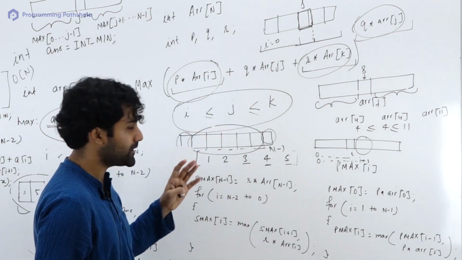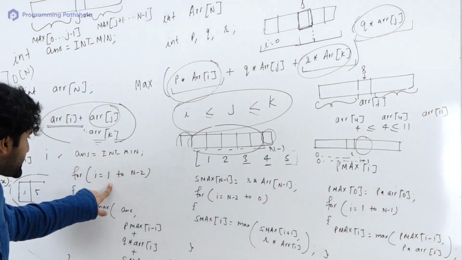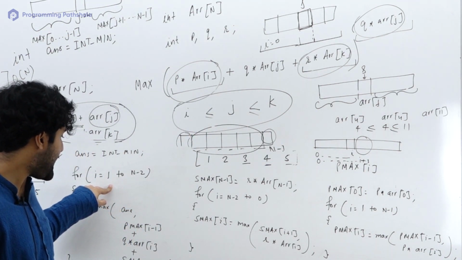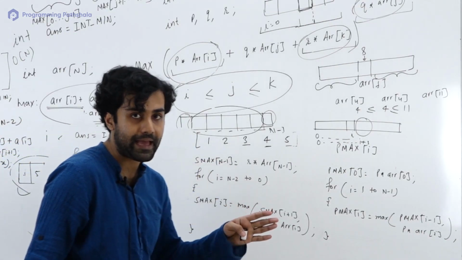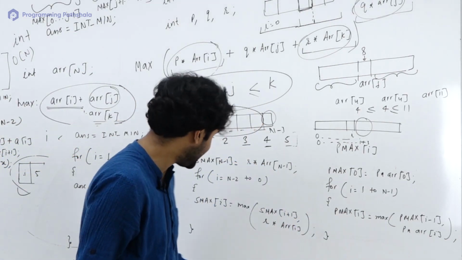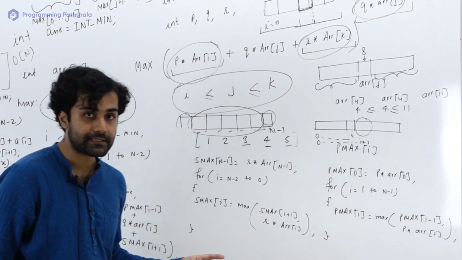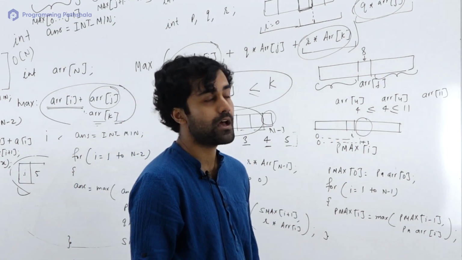So just a small change that you would have to do is that while running this thing, you'll have to start from I equals to 0, and when you choose array of I as your middle element, then you would need to know p max ending at I, not at I minus 1. Okay, and similarly you would need to know s max starting at I and not I plus 1. These are the small changes.